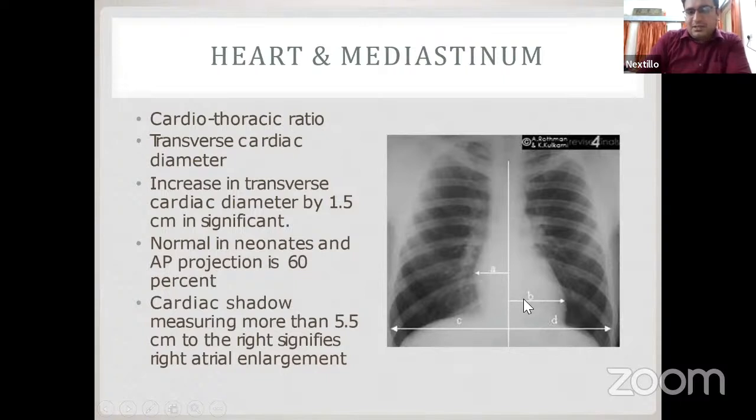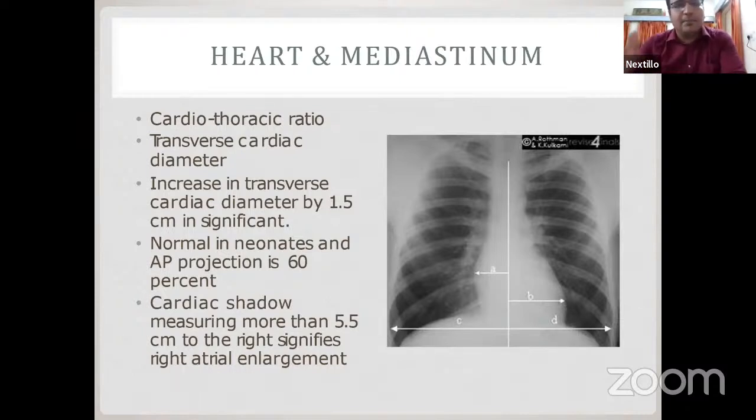So A plus B upon C plus D. Simple. Now, it should not be more than 0.5. Under 0.5, it's normal, but only on PA view, because I have told you on AP view, the heart appears magnified. So on PA view, if the ratio is more than 0.5, it means the heart is enlarged.